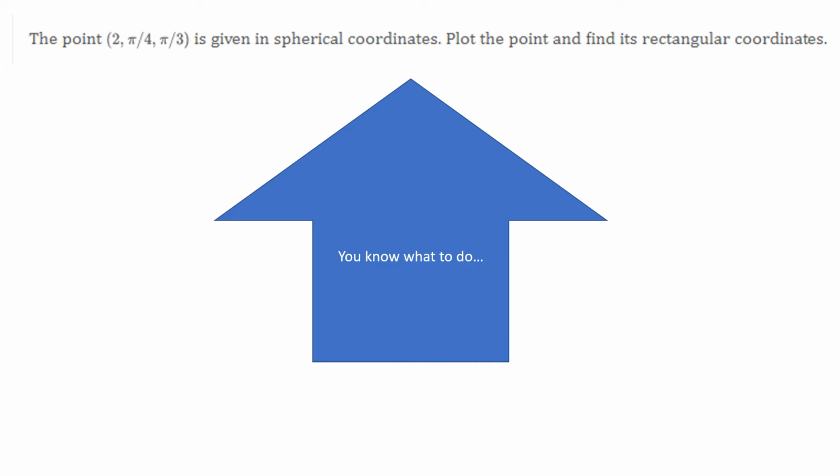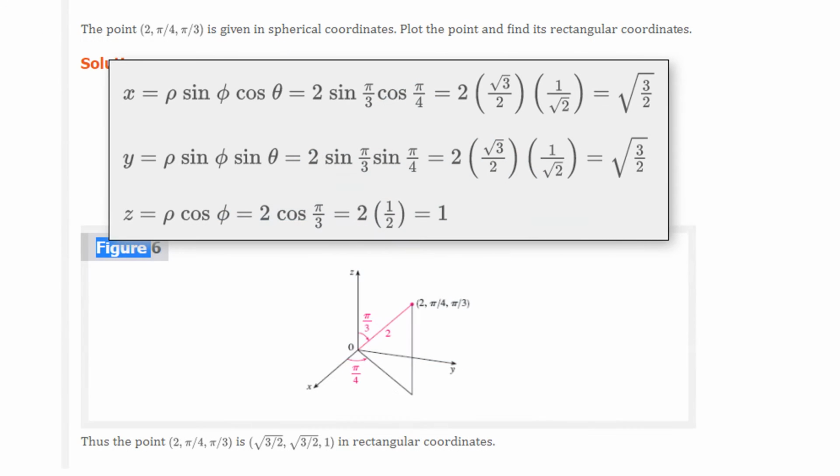Let's see how you did. Okay, so in spherical coordinates, we use the conversion formulas that we have. So we know that rho is 2, we know that phi was pi over 3, and we know that theta was pi over 4. And so we get this for x. We substitute those values in, do the calculation, we get this. Similar for y and similarly for z.